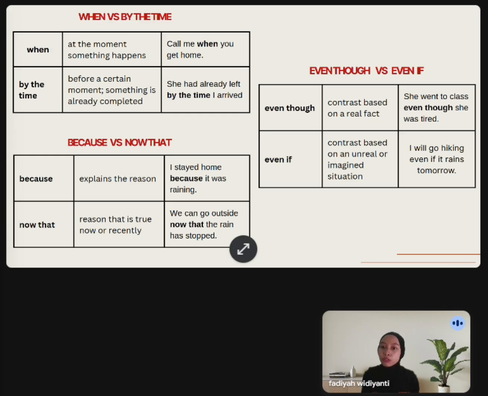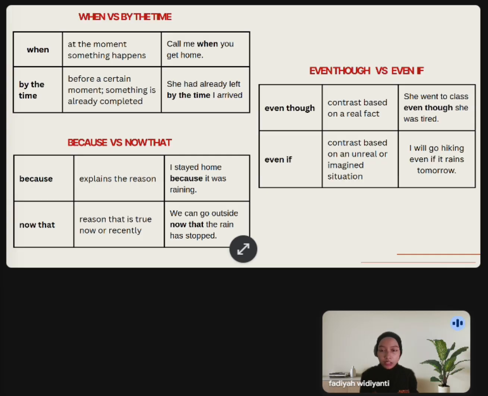Next, we have even though versus even if. Even though is used for contrast based on a real fact. For example, she went to class even though she was tired. And then the second, even though they are poor, they are happy.